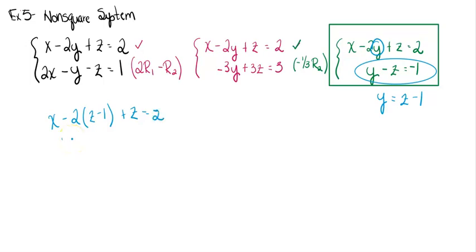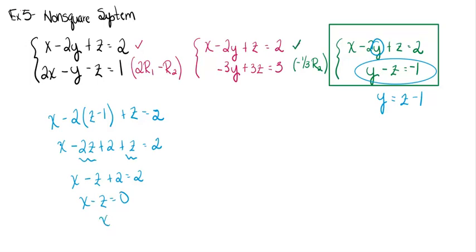And now I'm going to simplify it. First, I'm going to distribute my negative 2. So I'm going to get x minus 2z plus 2 plus z equals 2. Okay, then I'm going to collect like terms. So I get x, negative 2z plus z is negative z, plus 2 equals 2. And then I'm going to subtract 2 from both sides, and I get x minus z equals 0. So x equals z. So I have now rewritten my x in terms of z.